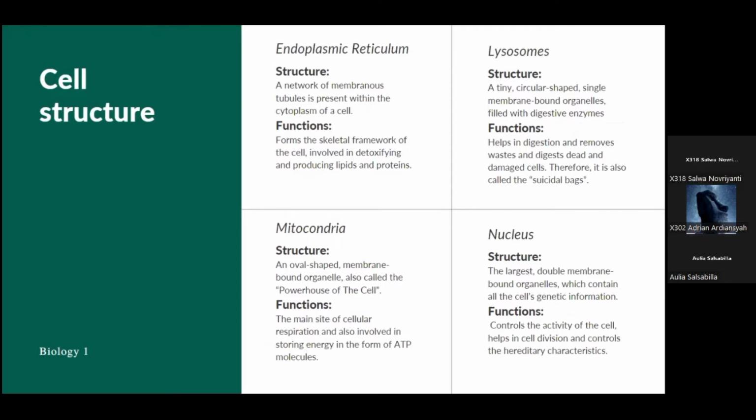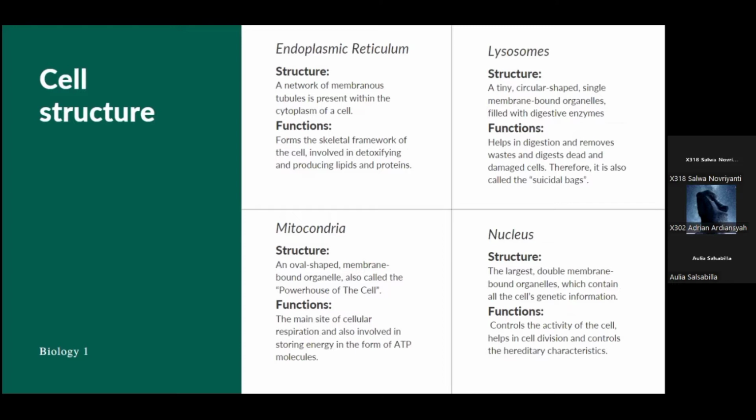Next, we have the endoplasmic reticulum. Endoplasmic reticulum is basically divided into two: the smooth endoplasmic reticulum and the rough endoplasmic reticulum. But basically, endoplasmic reticulum has a structure of a network of membranous tubules present within the cytoplasm of a cell. Its function is to form the skeletal framework of the cell, and it is involved in detoxifying and producing lipids and proteins.